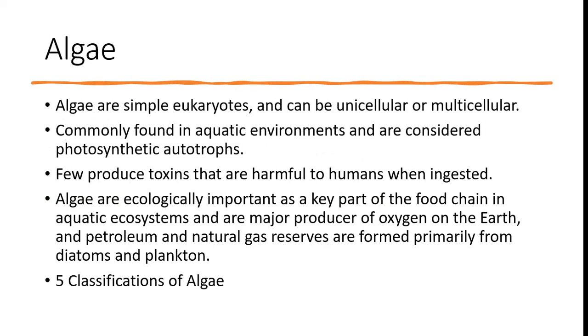Now, when we talk about algae, what you're going to need to take away with it are the major groups, how they are classified, and some of those examples, as well as just the general characteristics of algae. Algae are simple eukaryotic organisms. Some are small and unicellular, others are quite large. You're going to find them in aqueous environments, and as I already mentioned, they have photosynthetic properties.